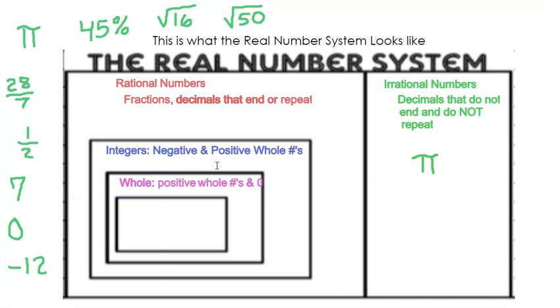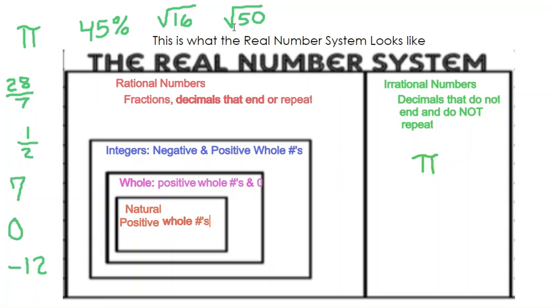And inside of whole numbers, we have another subset called natural numbers. Natural numbers are your positive whole numbers. Some people like to say they're counting numbers. If you were going to start counting something, you would start with 1, 2, 3, 4, 5, 6, 7, 8, 9, 10, so on and so forth, all the way to infinity. Those are natural numbers.